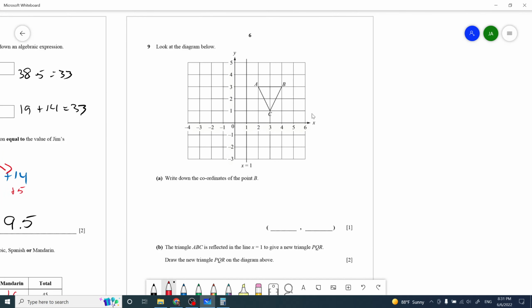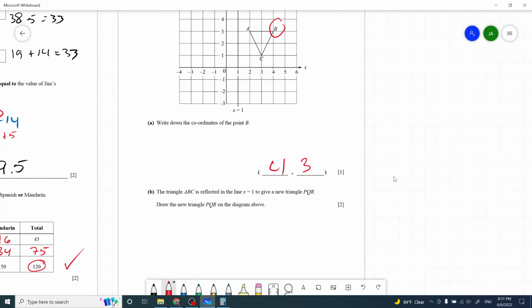Okay, look at the diagram below. We have a triangle here. We have a line drawn, a vertical line at x equals 1. First, we want to write the coordinates of point B. That's hopefully simple enough. B is here, right? So remember, our x comes first, so we see that x is 4, and y is 3, so we have the point 4, 3.